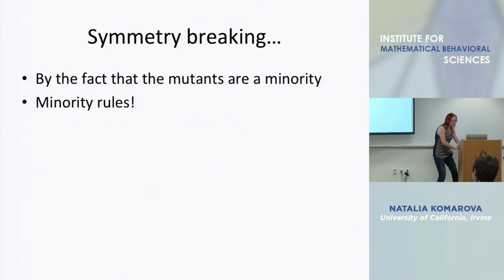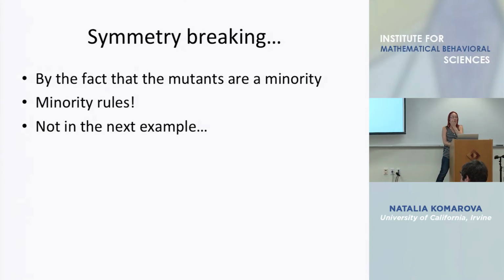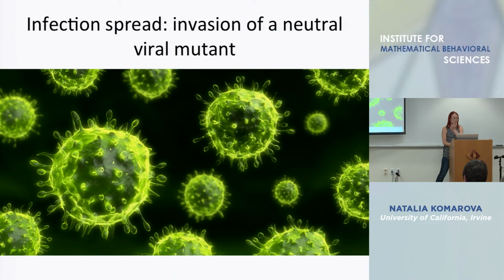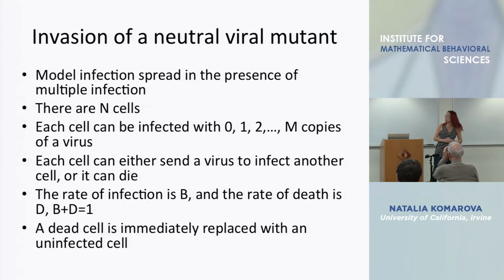Okay, so symmetry breaking somehow happens here, and mutants are advantageous just by the fact that they're minority. Okay, so we can say minority rules. Interestingly, it doesn't work in the same way in the next example. So my last example is infection spread, an invasion of a neutral viral mutant. Okay, so now you're going to see something completely different. So we're going to talk about viruses infecting cells.